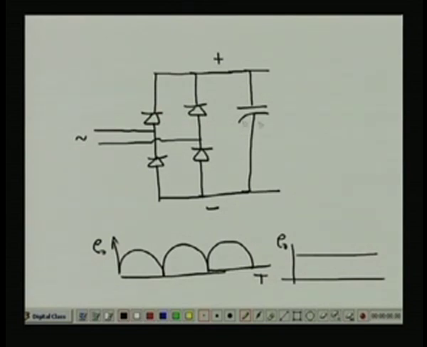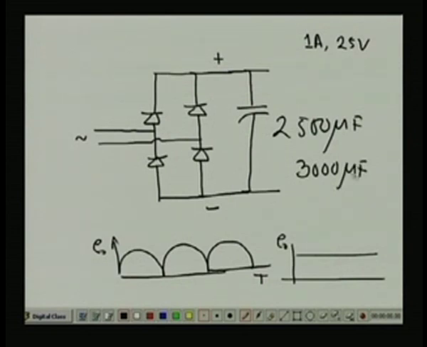Now, even for suppose a 1 ampere, 25 volt power supply, this is around suppose 2500 microfarad or 3000 microfarad. This is a typical value for the power supply, okay. According to the voltage, suppose if it is a plus minus 25 volt power supply, I will choose a 50 volt capacitor like this one, right.